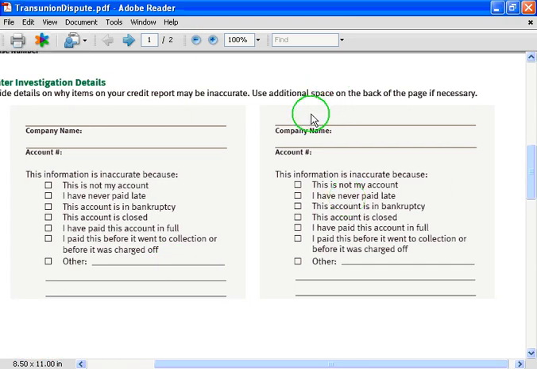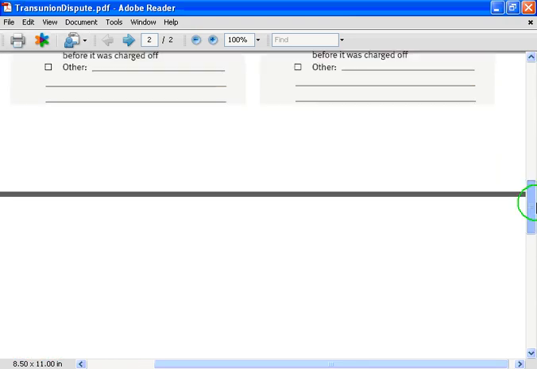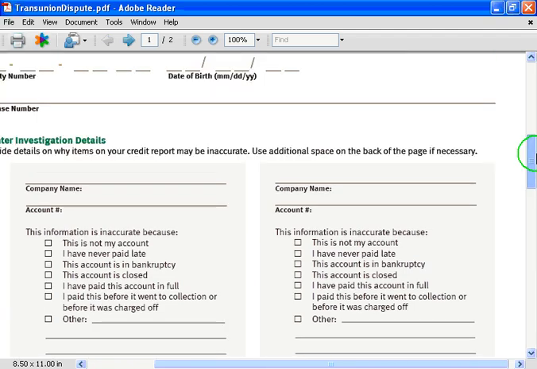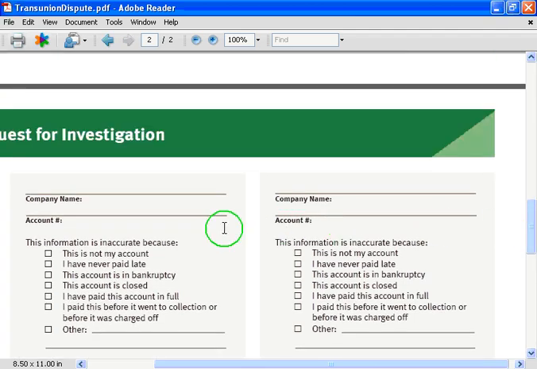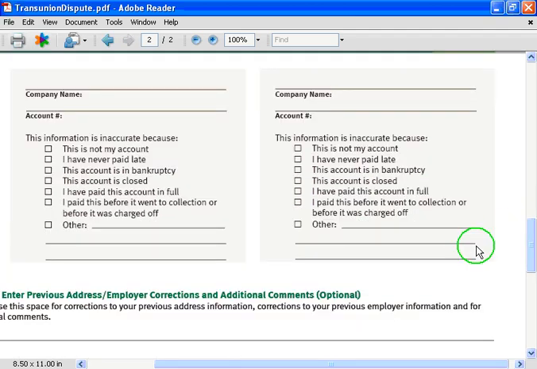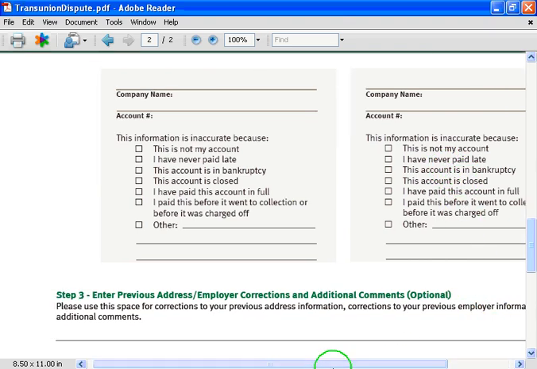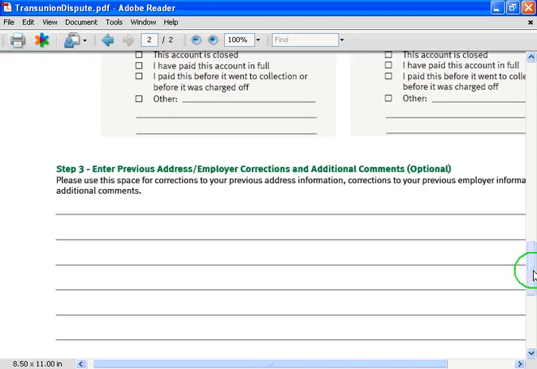And then you can do another one here as well. And if you have more than two, you can go onto the second page and do 3 and 4. And if you have a previous address or employer, or you need to correct information on your credit report, such as the employer name is spelled incorrectly, enter it here, or if your address is wrong in your credit report, you can enter it there.